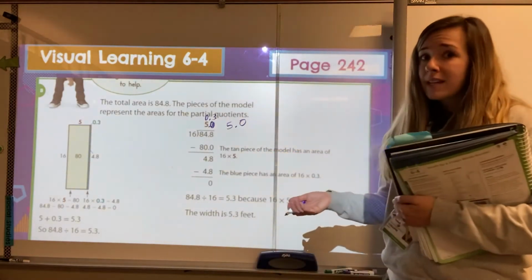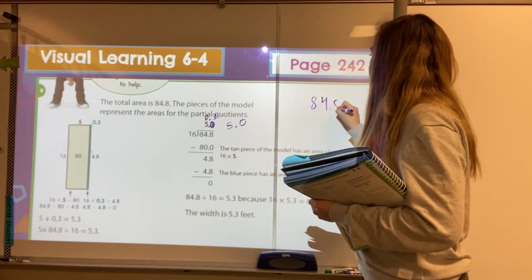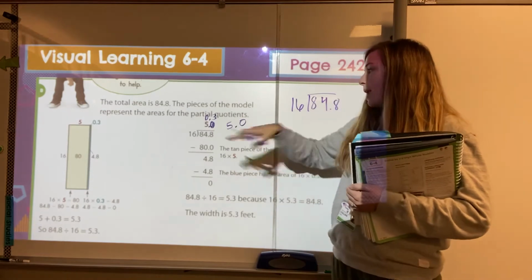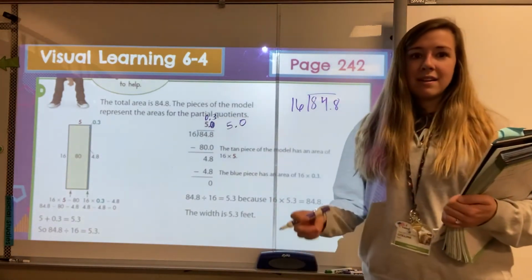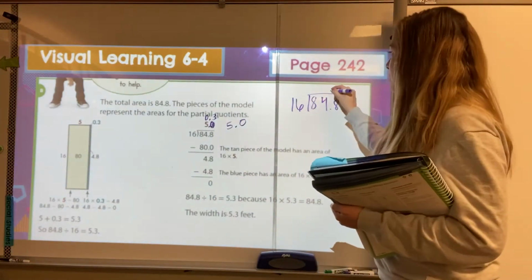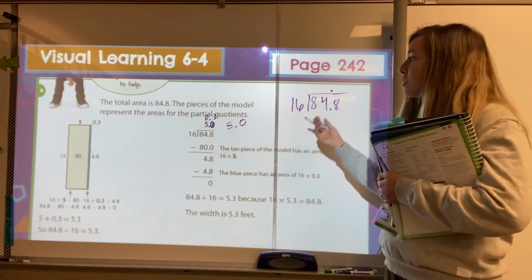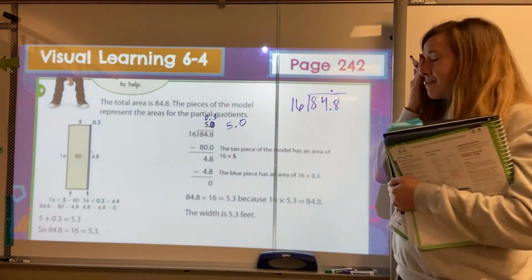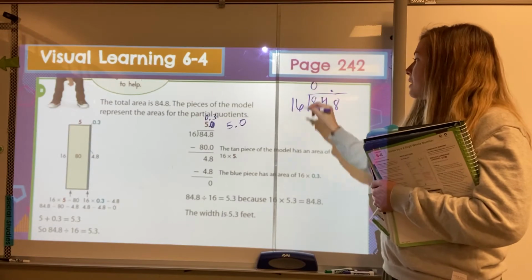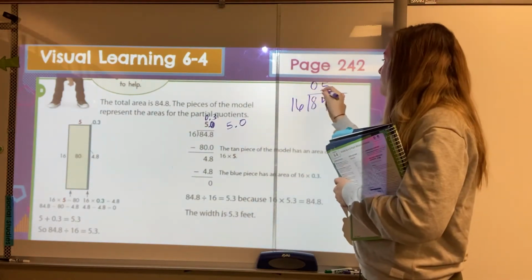The standard method is pretty similar when we work through this. 84 and 8/10 divided by 16. I like it a little bit better because you don't have to keep paying attention to where that decimal is. You can sort of set it and forget it. As soon as you move it up, you're going to do the same math. It just seems a little bit easier in my brain. So 16 goes into 8? Nope. 16 goes into 84? Well, we know from over here it goes in 5 times.